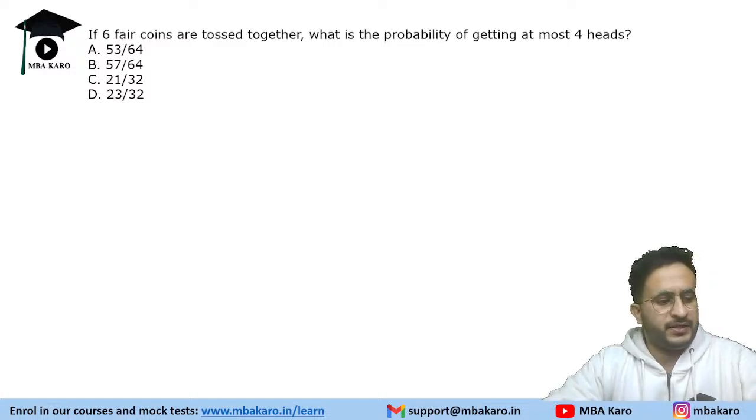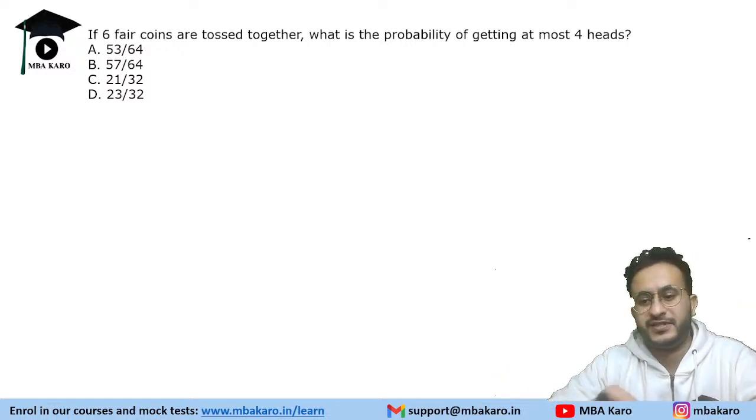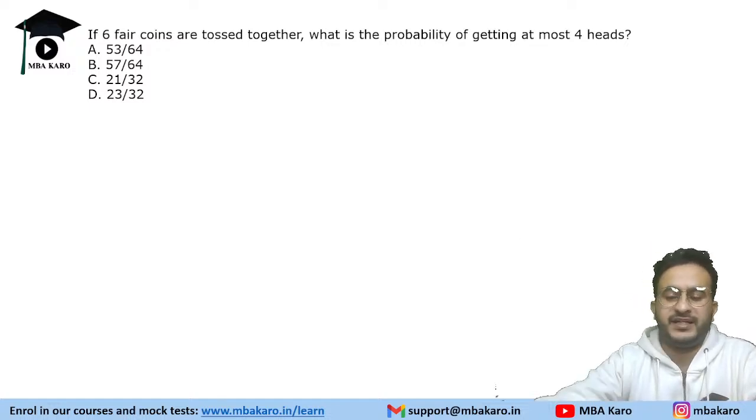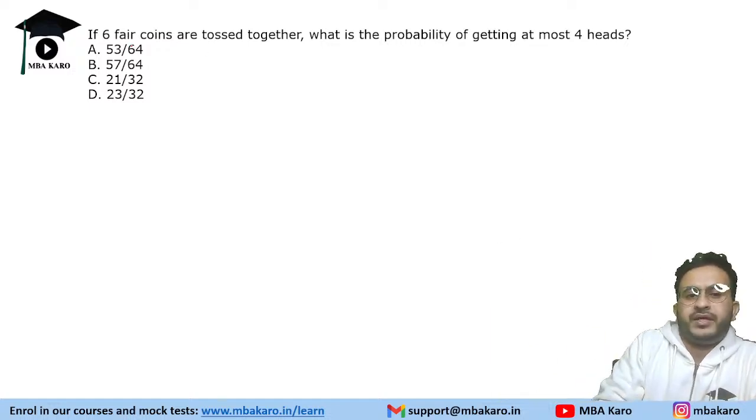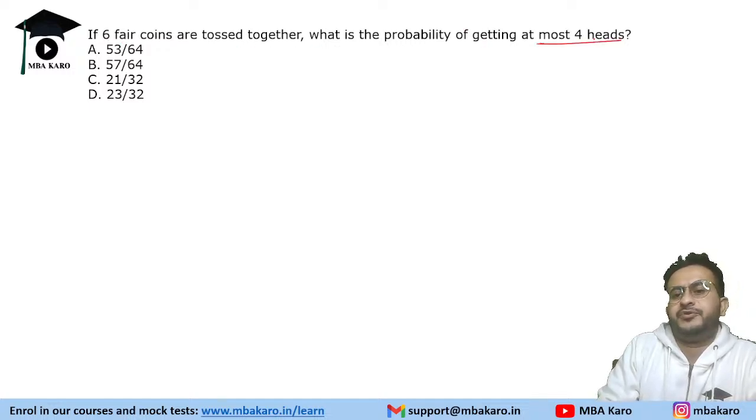So this is a typical probability question. If you prepared for NMAT and so on, or if you are yet to write NMAT, remember that these kinds of questions will be very frequent in NMAT. Modern math, full of modern math, at least 5-6 questions. Okay, six fair coins are cast together. We have to find the probability of getting at most four heads.